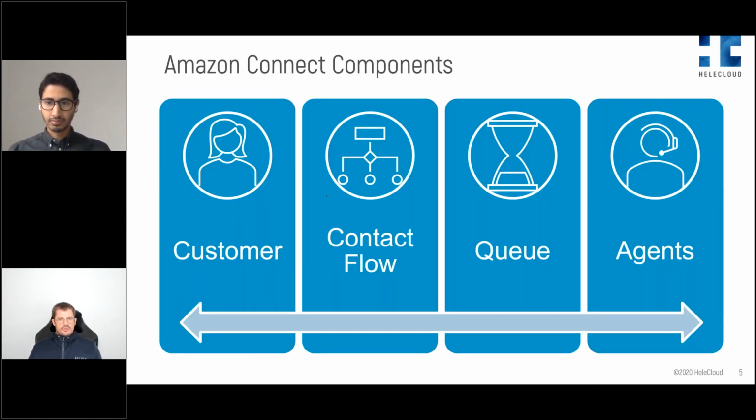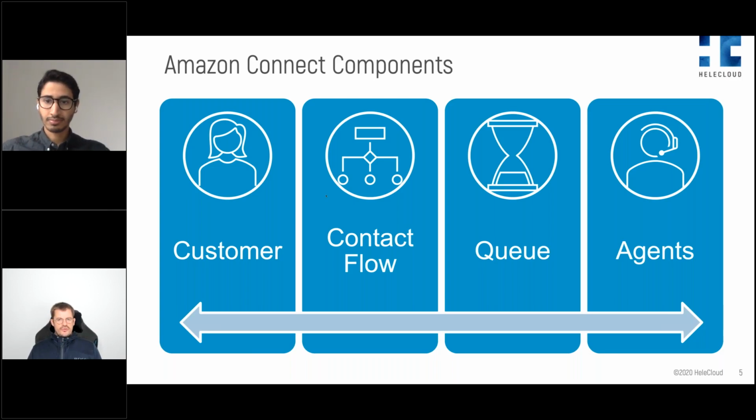Now that you have a little bit of an idea of what Amazon Connect actually is, let's look a little bit into what it does and what it looks like from the inside. Basically, there are 4 components to Connect, and we'll go through each one of these in the next couple of slides.